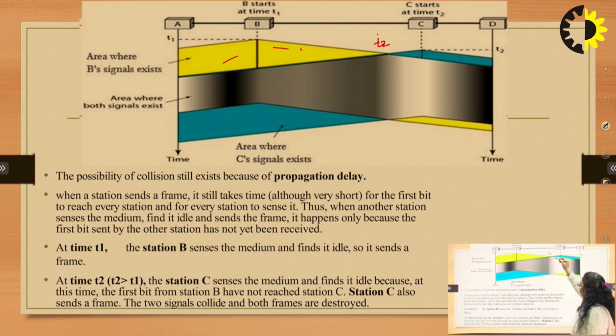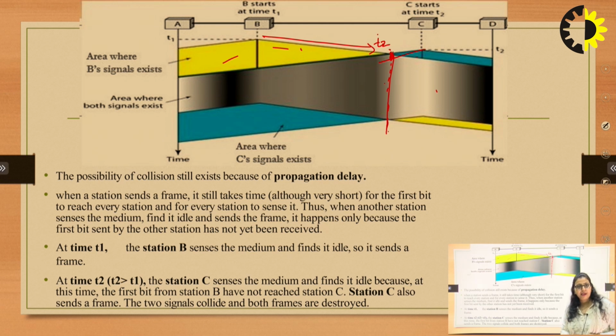At some time, this is the point where they both collide, because their data comes in both directions. C has sent the data in this direction and B has sent the data in this direction. So at this time, there is a collision in the data. A has received, but C has not received. So there is a chance of collision.